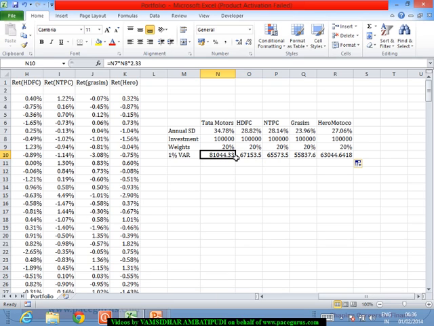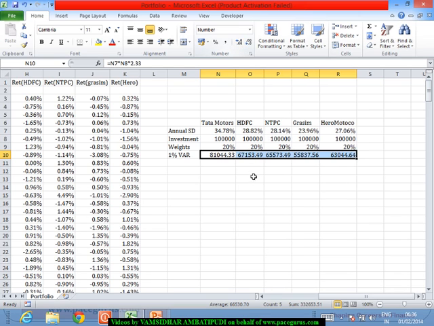So there is a 1% chance that in 1 year my loss will be more than 81,000 when I invest in Tata Motors, more than 67,000 when I go for HDFC, 65,000 when I go with NTPC, and 55 and 63 respectively. These are my individual level VARs associated with all these 5 securities. So that is the definition of individual VAR.